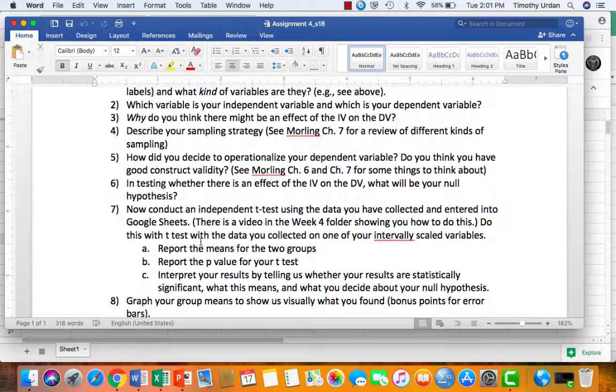Conduct the independent t-test using data that you collected. So I showed you how to do that before. Report the means for two groups, report the p-value for your t-test, and interpret your results. So let's do this.